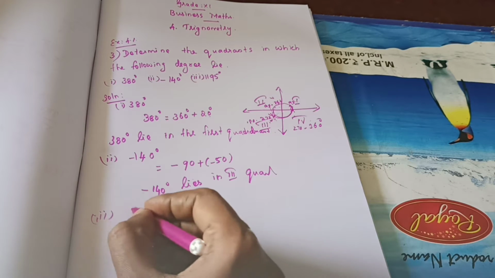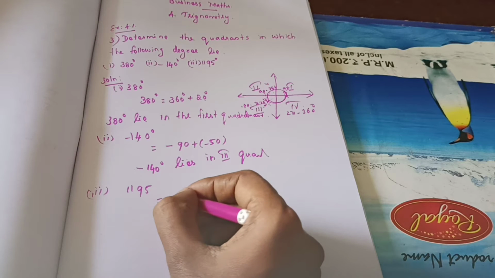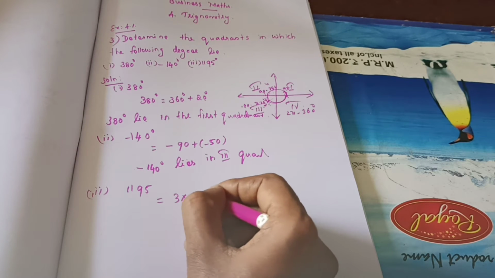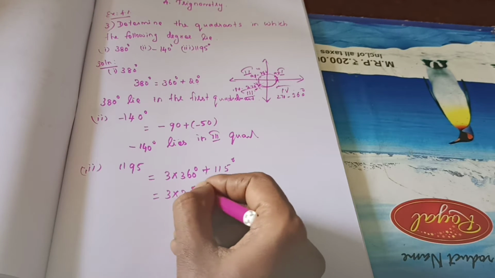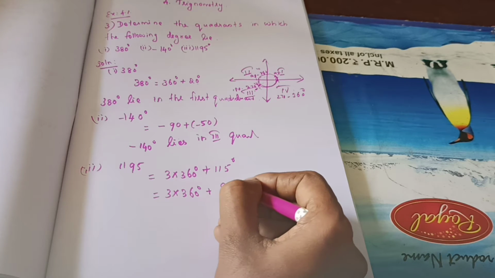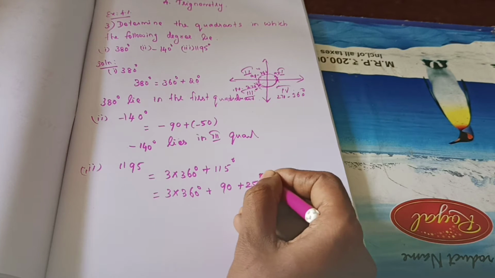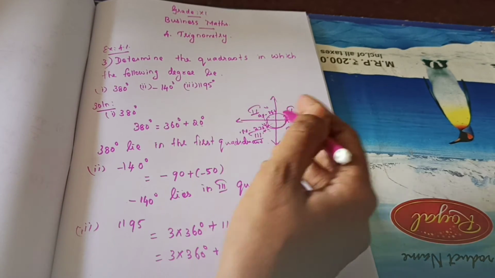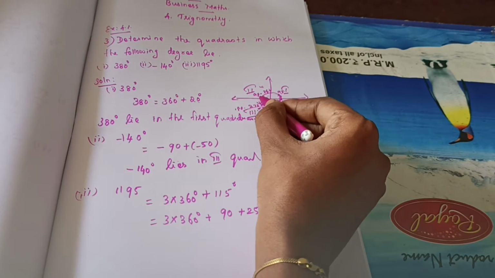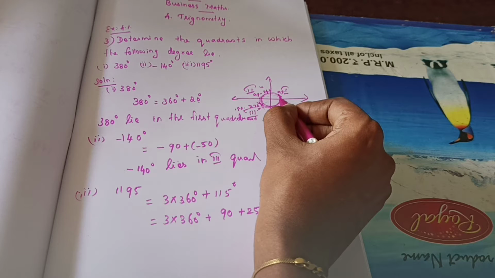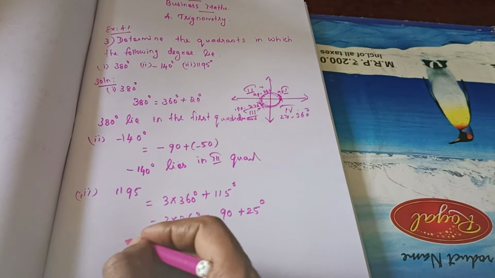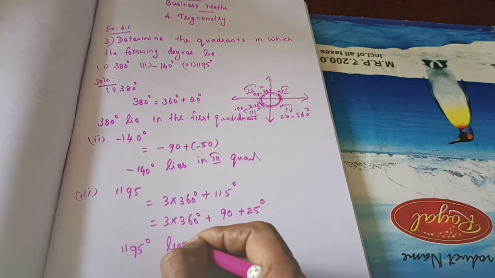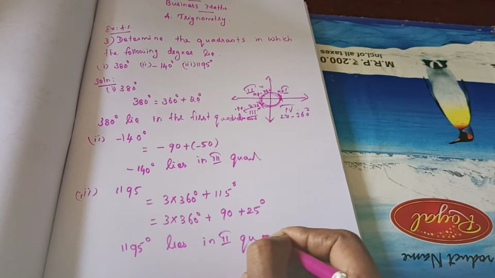Then the third one, 1195. How will you write this? 3 times 360 degree plus 115 degree. Again you can split 115 into 90 plus 25. So better you can move here. Here to here is one completion, again 2, again 3 times 360. It will be over. Again how much do you need to move? 90, from here to here. Again 25 means which quadrant? Second quadrant. Understand? 1195 degree lies in the second quadrant.